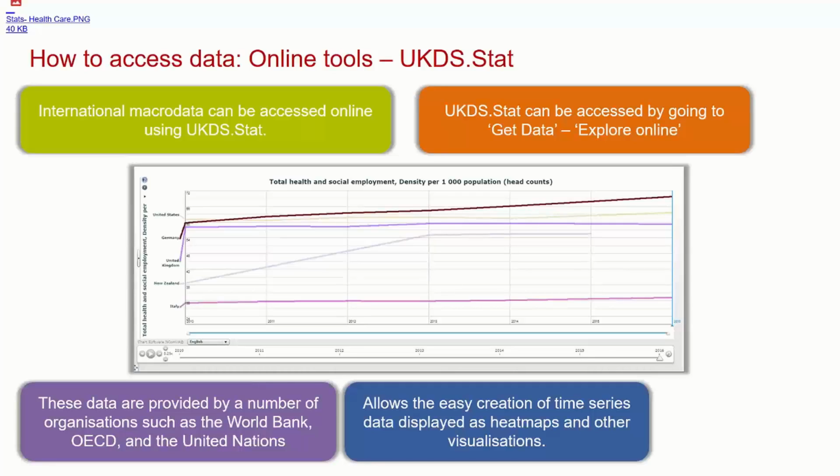If you're looking to use international macrodata, you may find our UKDS.stat tool beneficial. These are data provided by a number of organizations such as the World Bank, OECD, and the United Nations. UKDS.stat can be accessed by going to Get Data, Explore Online, and allows for easy creation of time series data displayed as heat maps and other visualizations. However, it is worth noting that not all the data is available to everyone. For example, the International Energy Agency data is only available for UK academics.